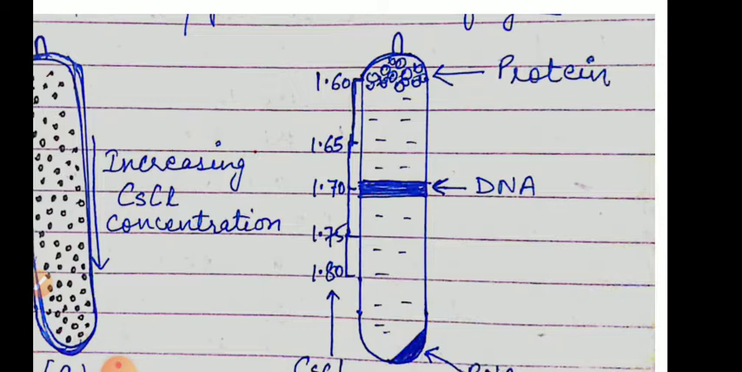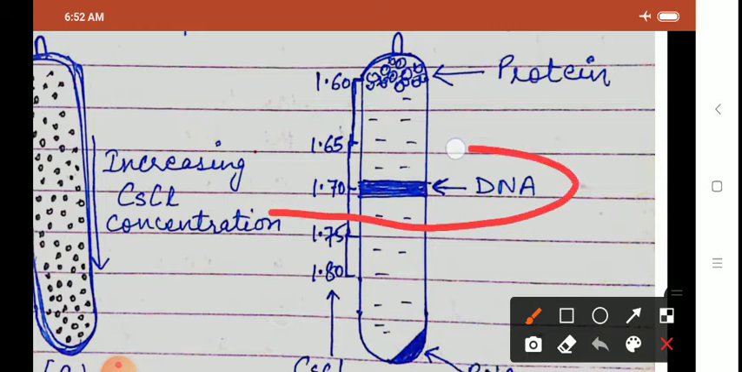So when DNA, protein and RNA are centrifuged along with cesium chloride in the density gradient tube, then DNA, because it has an ion density of 1.7 gram per centimeter cube, will form a band at a position. You can see here. It will form a band at the position where the cesium chloride density is 1.7 gram per centimeter cube. DNA won't go up, DNA won't come down.